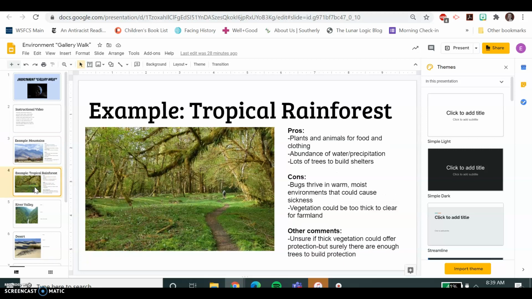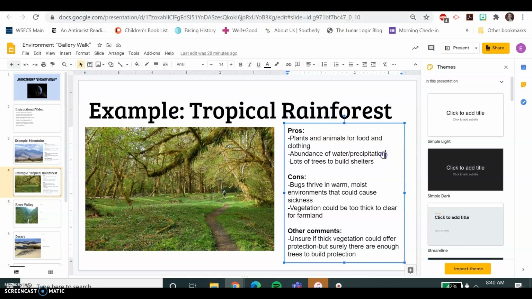The other example I have is tropical rainforest. So the pros, looking at this, plants and animals for food and clothing are there. There should be an abundance of water, precipitation. A rainforest is a rainforest because of the rain. And there are lots of trees to build shelter.